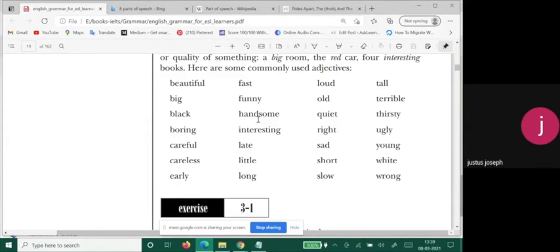Have you seen the movie or read the story The Good, the Bad and the Ugly? Some of you might have heard about it. It's a classic American movie.